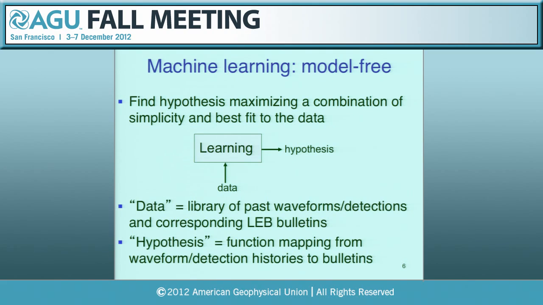And for our purposes, the data that we have is the history of previous waveform recordings and detections and the events that have been determined by the combination of automated and human processing in the LEB bulletins. And then the hypothesis is, how do you map from some new set of waveform measurements to a new bulletin? So it's a function that maps from waveform collections to bulletins, and we want to see if we can learn that function.